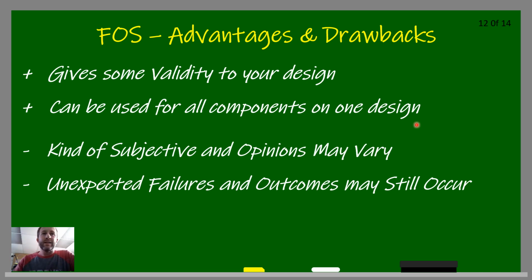Some drawbacks, kind of subjective, right? And opinions vary between person to person. But that's why you want to validate it through your documentation. And then in the end, unexpected failures and outcomes may still occur. People can overload things in the craziest ways, like you saw that pickup truck earlier, or the roller coaster. They probably designed the thing pretty strong, but something still failed on it, right? And it failed in that one joint, but you could see in the picture further, it didn't fail in the other ones. So there's something going on there.